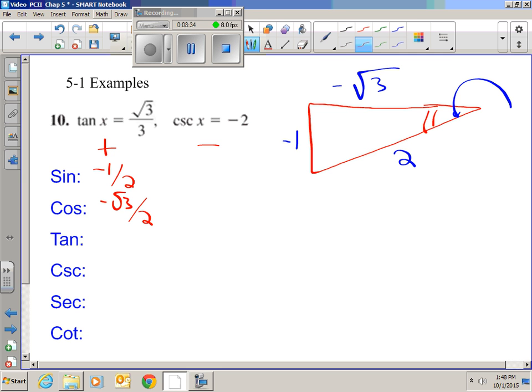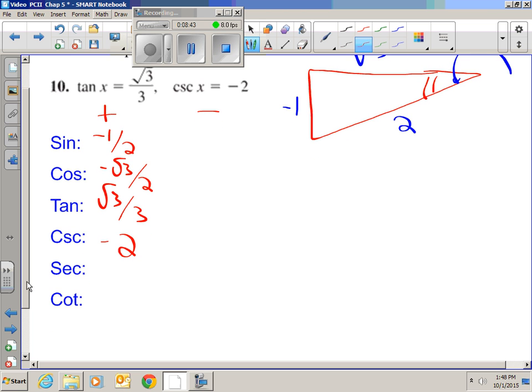My tan, they gave it to me, is root 3 over 3. My cosecant is the reciprocal, and they gave it to me, neg 2. Secant is going to be 2 over neg root 3, which then becomes, because I multiply by neg root 3 over neg root 3, 2 root 3 over 3, and the reciprocal of the tangent is going to be root 3 itself. Okay, so there is that one.